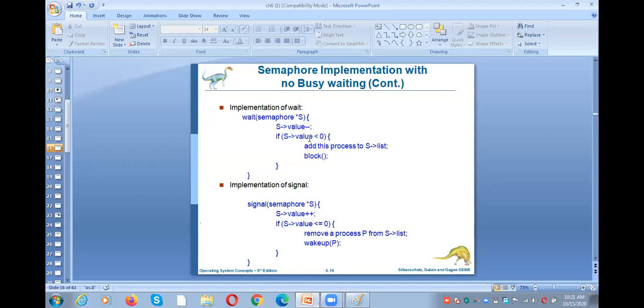Here we are unable to perform the wait operation, the decrement operation, so we need to add the process to the list. Whenever there is a signal, the process can perform the wait operation. Why? Because the semaphore value becomes 0 or more than 0, so automatically the process will be removed from the list. Likewise, all the processes which fail to perform the wait operation will be added to the list. Once the signal operation is done, one process from the list will be removed.